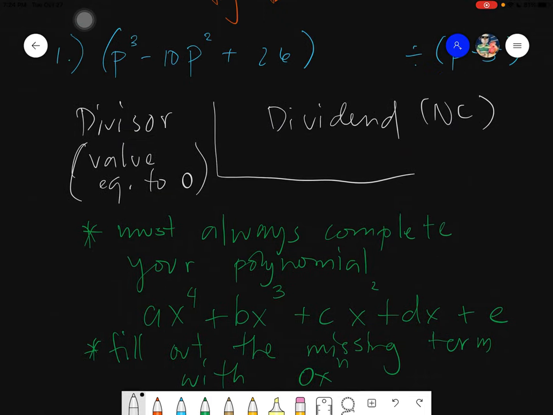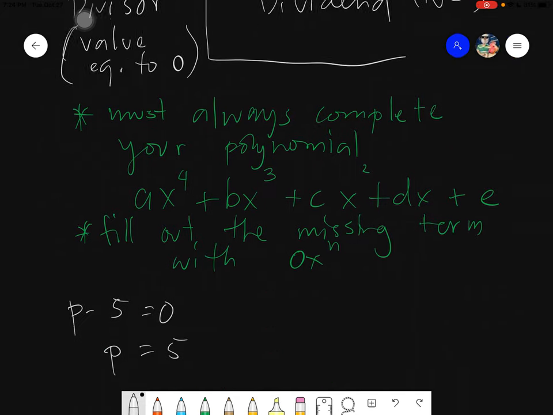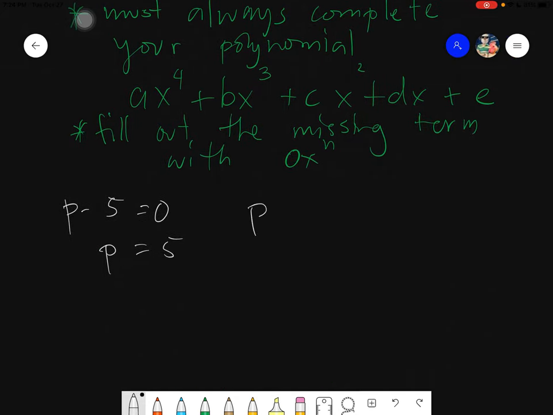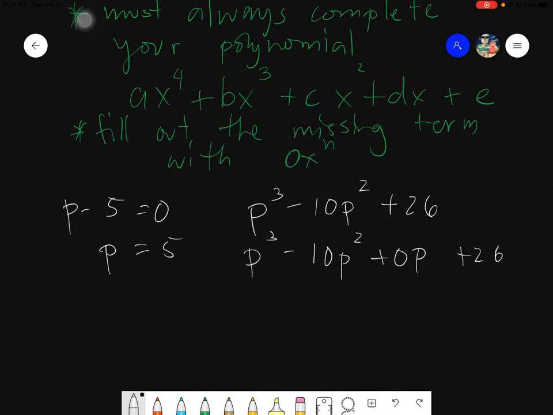Then, by structure again, mapupunta dito sa may divisor part is yung ating 5. And as for the dividend, ang mangyayari dyan is we will only take the numerical coefficients. So let's write it down here sa baba. So this is p cubed minus 10p squared plus 26. So we will take only the numerical coefficients. And since again, may kulang nga siya, you will fill it out by 0p plus 26.